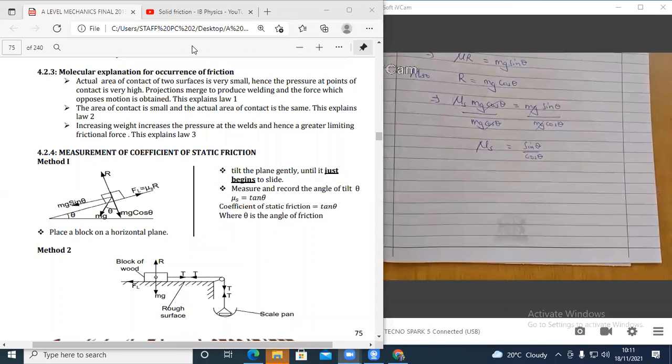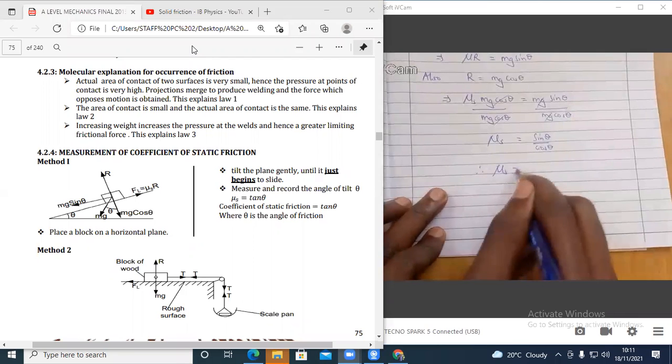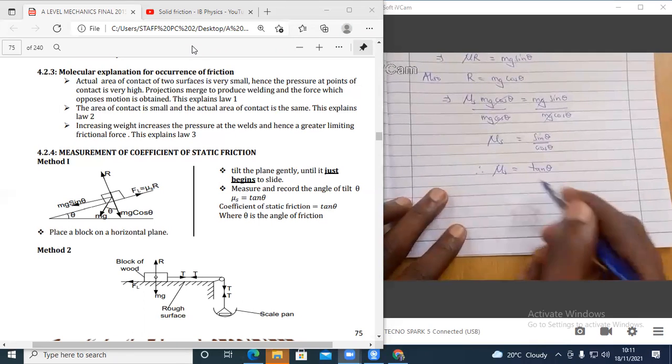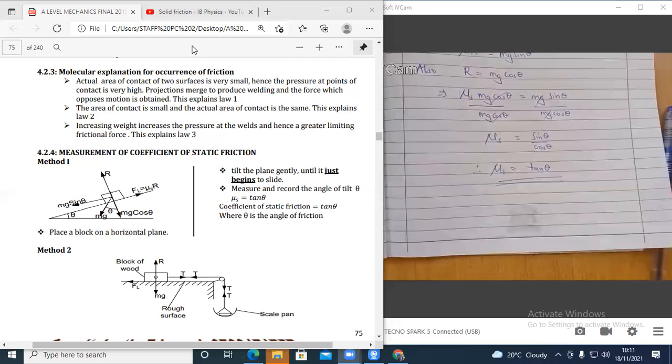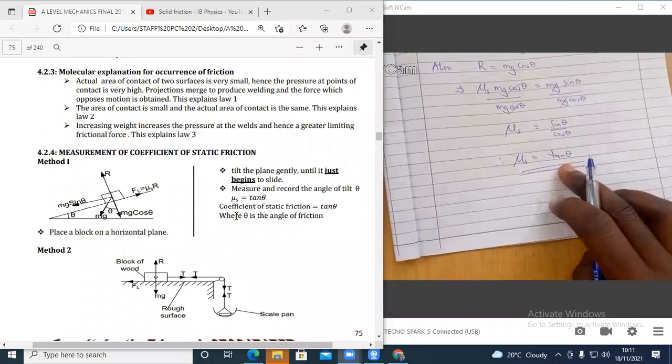Sine over cos is tan theta. So therefore, our mu will be equal to tan theta. So that's how we determine that, and that's how this one came about. So the coefficient of friction is equal to tan theta.